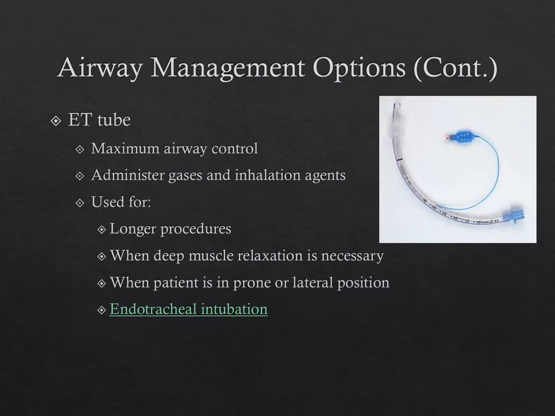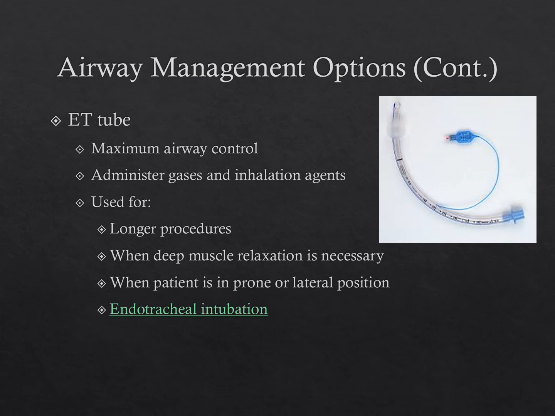An endotracheal tube is going to be the last option for airway management. This is needed because a lot of patients are going to be inappropriate candidates for the mask or LMA airway and need more precise airway control. So this gives maximum control, is going to be used for longer procedures. It's used to administer gases and inhaled agents. Like I said, used for longer procedures, when deep muscle relaxation is necessary, and when a patient is in prone, which means they're laying on their belly during surgery, or lateral position, which is on the side.